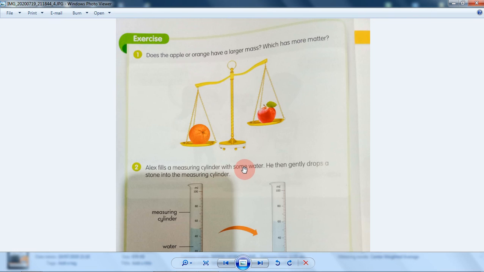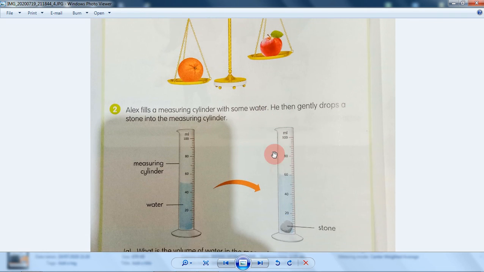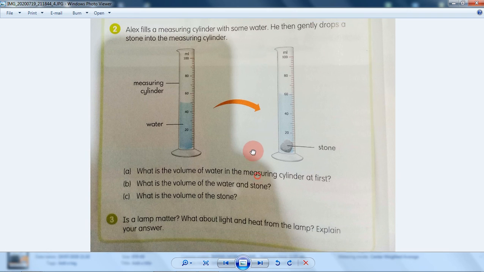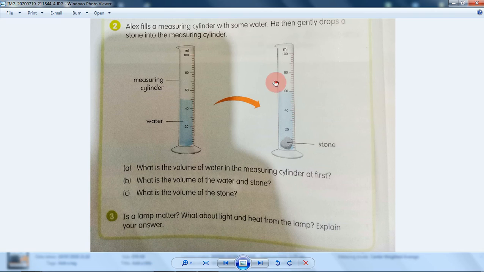This is an assignment for you. You have to send it to me. Write it down in your book and then take a photo of it and send it to me. I think that's it for today.